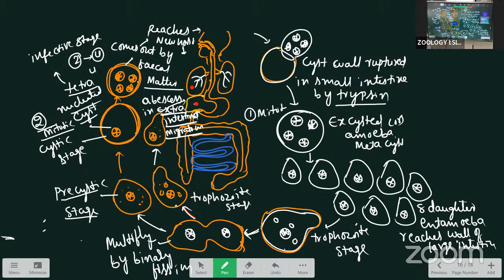Next, here is one more important VSAQ. Asymptomatic cyst passers: some individuals have these parasites, the Entamoeba is present, but they do not have symptoms. No symptom is visible, but they pass the disease to other persons. That's why we call them asymptomatic cyst passers.